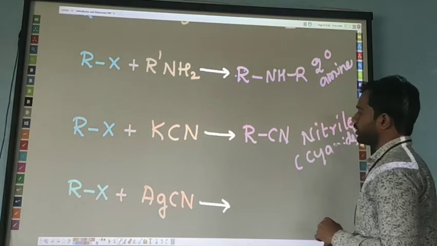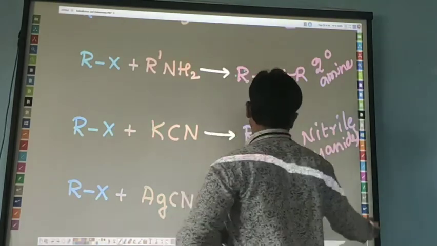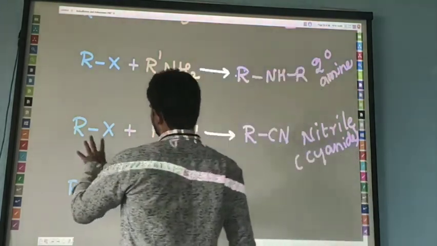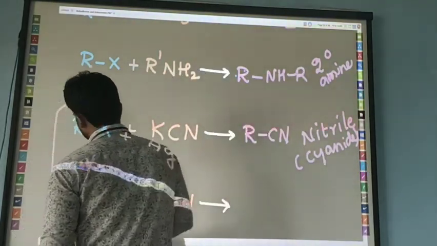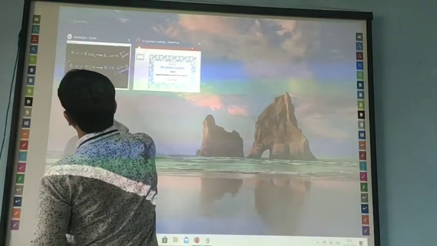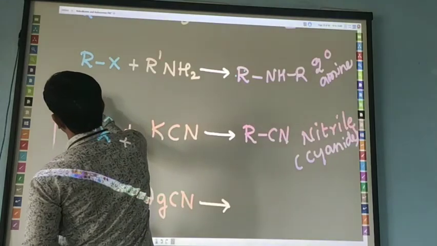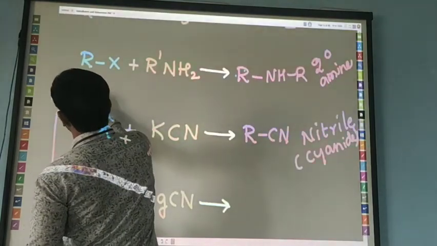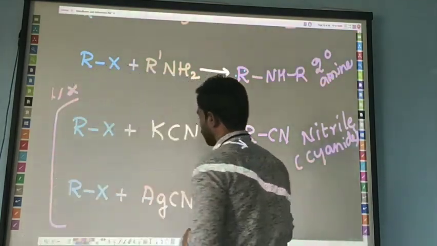There is one point here. I will explain in the next slide. Regarding these two reactions, remember these two reactions. There are two important points that need to be remembered here. Okay, let's see the next one.